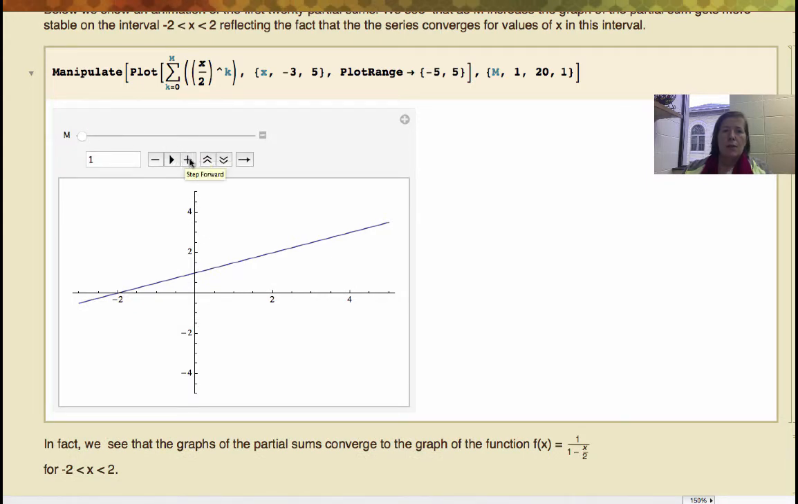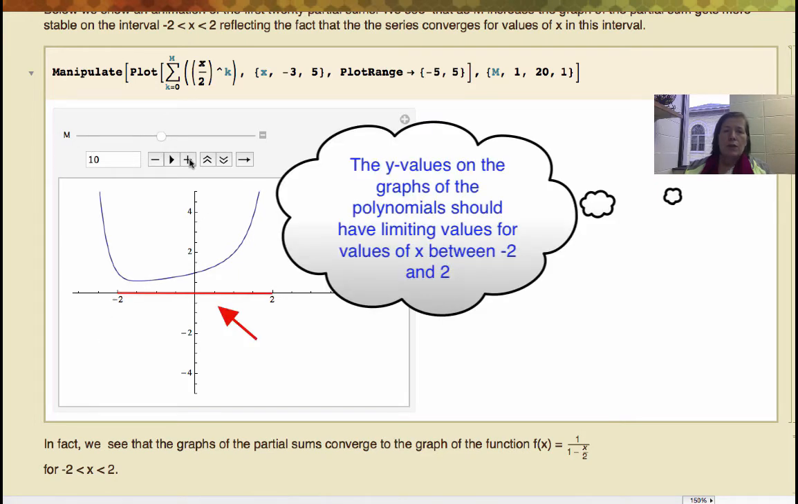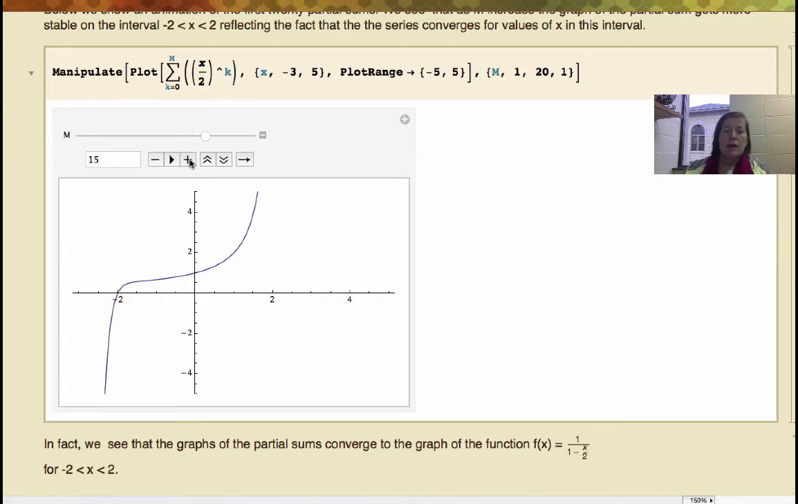And of course when m is 1, this is a line, it's 1 plus x over 2. When m is 2, it's a quadratic. When m is 3, it's a cubic, etc. And from our algebraic analysis, we know that the y values on the graphs of these polynomials, as m increases, should have limiting values. They should settle down to a limit, whereas the y values outside of that interval on the graphs of these polynomials should have no limit as m increases.